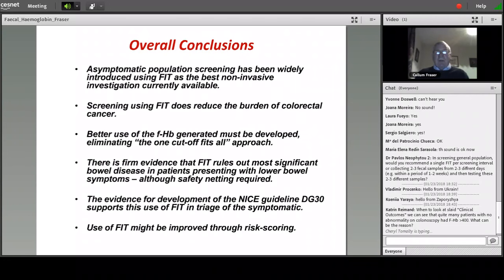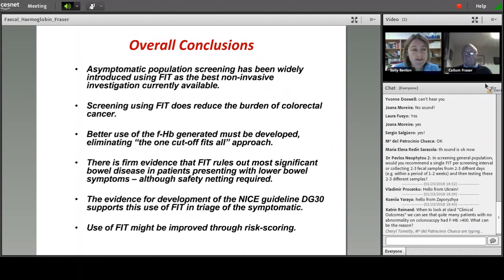And in both settings, the use of FIT might be improved through risk scoring, and certainly there are a number of groups looking at this at this particular time. So thank you very much indeed, and I look forward to your questions.